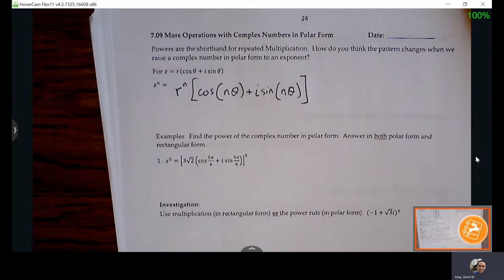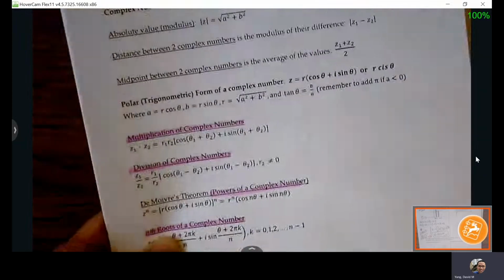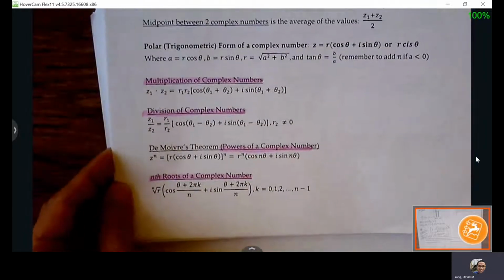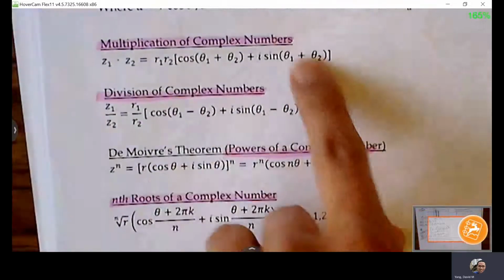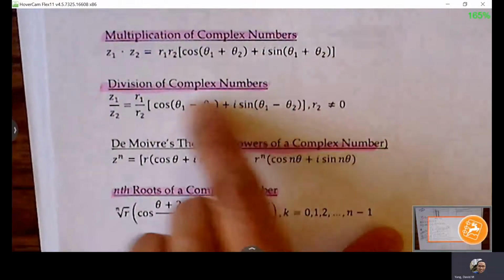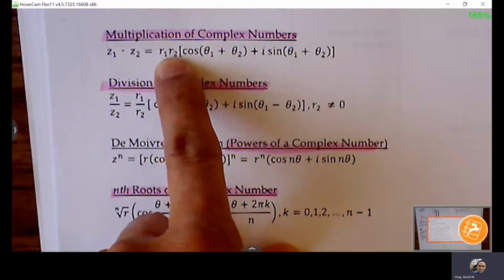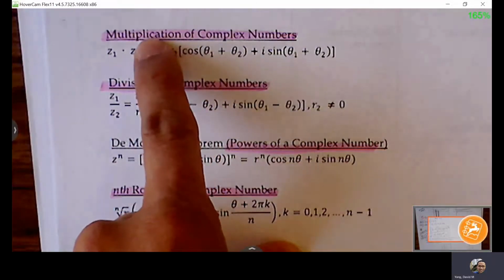I saw it yesterday. All right, so page 24. If you turn to the very back of your packet, here are the formulas that we've been working through. So we've done multiplication, we've done division. So if you see the multiplication, we are definitely always doing the operation that the name says.